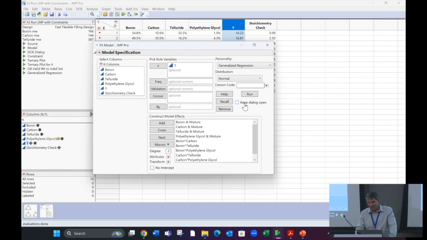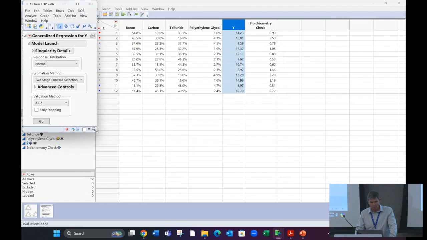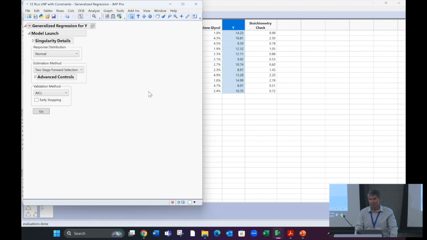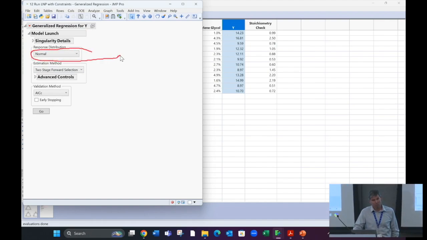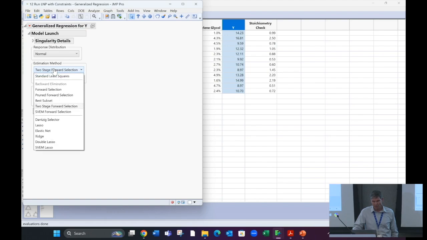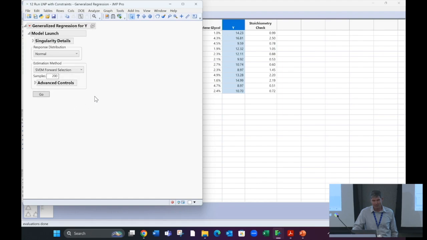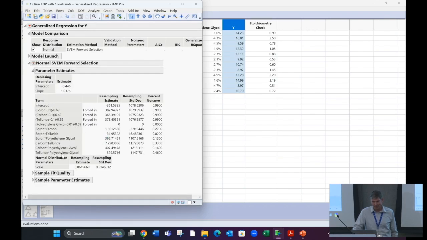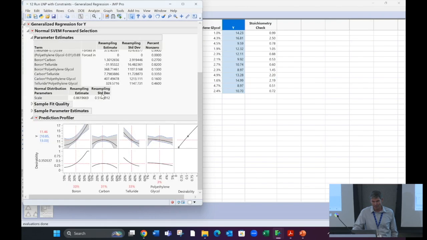So I want generalized regression. And what generalized regression does is it allows me to do all sorts of options. And I'm going to talk a little bit more about this at the end of the day. But we can see right here that if you have a non-normal distribution, you can put it in right there. If you had censored data, you can put it in right there. Right now, what I'm going to do, instead of the 2-stage forward selection, I'm going to do SVEM forward selection. So that's a self-validated ensemble model forward selection. And then I've created the model, and I'll go ahead and create the profiler.